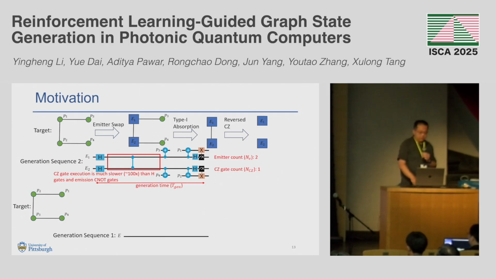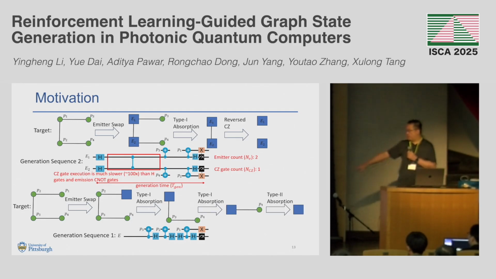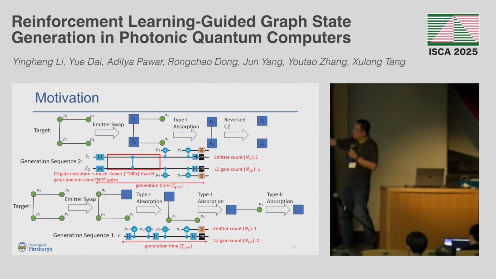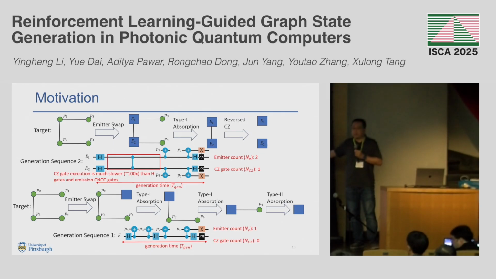In the bottom, we use another generation order. First, of course, every time we need to swap an emitter into the picture. And instead of having two emitters, we can have one there and then apply type 1 absorption here. This ends up with the generation sequence shown at the bottom. Why is this good? If you count, the generation time is shorter because there are no CD gates applied between the two emitters. The number of emitters used is also less compared to the top one, and there are no CD gates applied because you only use one emitter.